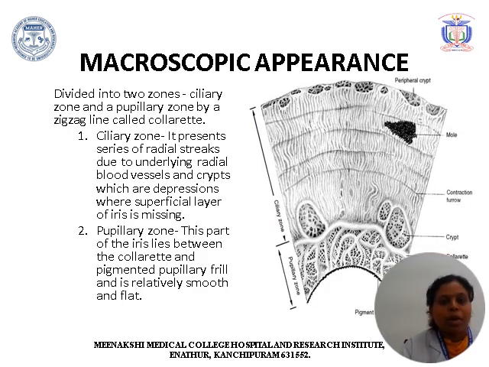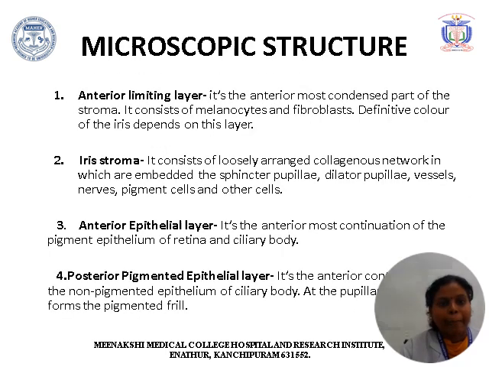This is the macroscopic appearance of the iris. It is divided into two zones, the pupillary zone, which is adjacent to the pupil, and the ciliary zone. Ciliary zone consists of a series of radial streaks due to underlying radial blood vessels and crypts, which are depressions where the superficial layer of the iris is missing. The pupillary zone is the part of the iris which lies between the collarette and the pigmented pupillary frill, and it is a relatively smooth and flat structure.